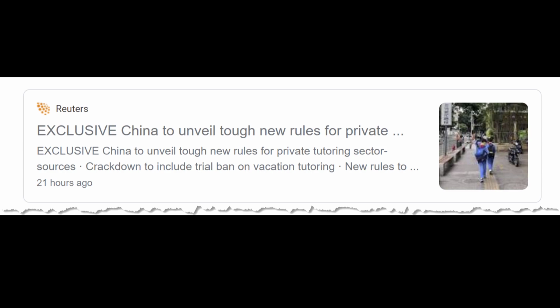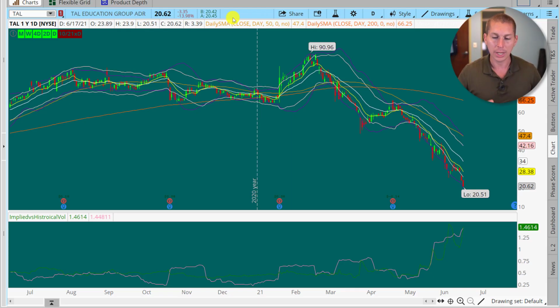Now, one of the companies that this affects is specifically this one right here, TAL Education. This was really the one that got hammered today, down 14%. The other one is EDU, but this is the one where I saw a lot of the activity that I'm going to share with you in a second, and it was the weakest. We do see that this has been pretty weak since back in May, even before then. I didn't look too far back, but if we look to the left of this chart, this was a $90 stock that's now $20.